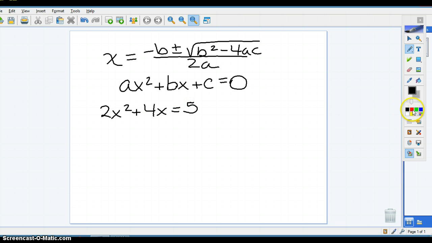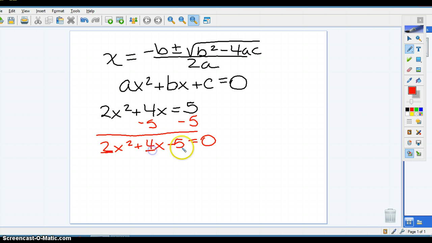So the first thing I want to look at is I don't have it equal to 0. So how can I make this equal to 0? Just yell out your answer nicely. Alright, we're going to subtract 5 on both sides. And if we do, this is what we end up with. And on the right hand side now we have 0. So our 2 is our a value, 4 is our b value, and negative 5 is our c value.